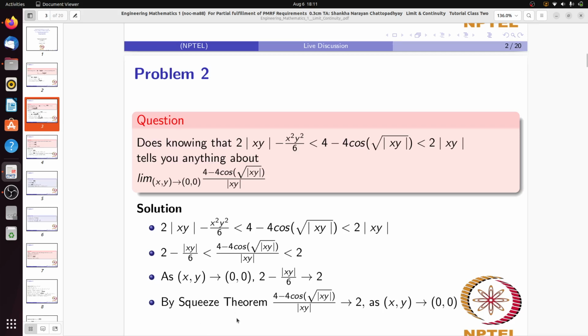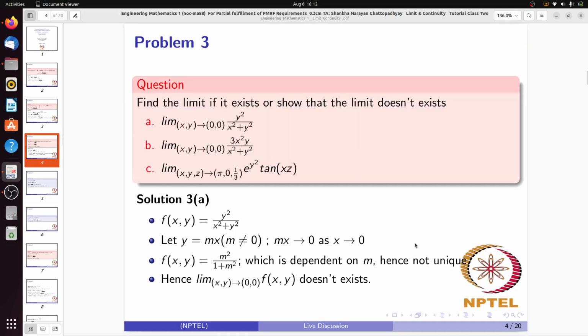So here we will just implement the squeeze theorem, and what does it give? The squeeze theorem will give us 4 minus 4 cos square root of modulus xy divided by modulus of xy. This is tending towards 2 as xy tends to 0 0.